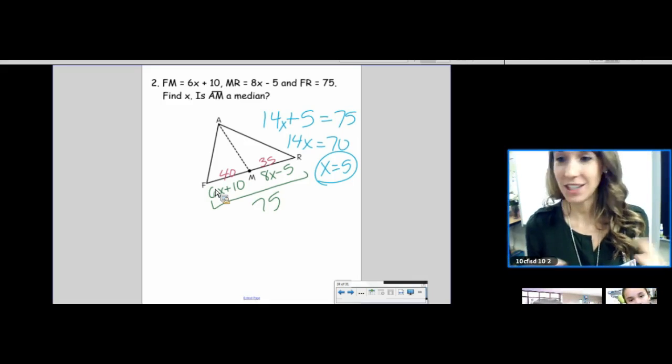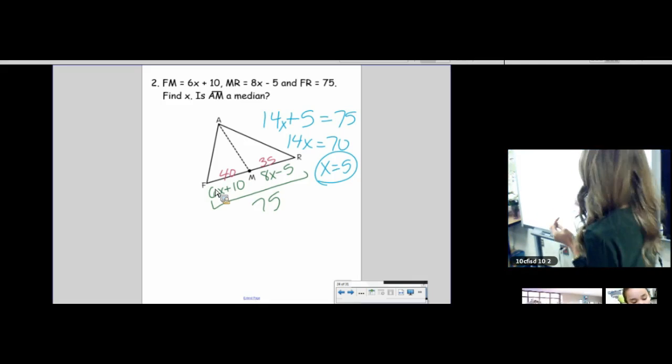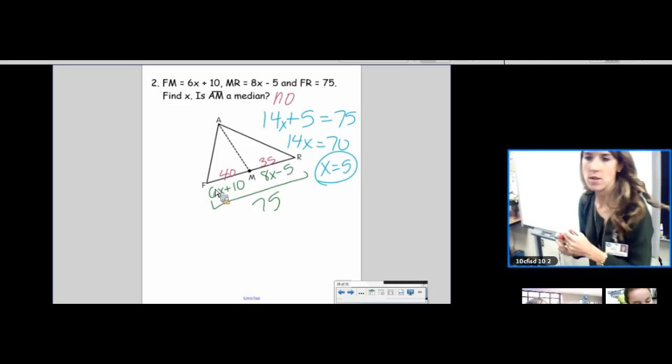So it looked like a median, it sure looked like it cut that in half, but the math, the algebra said no. So the answer to the problem is literally just no.